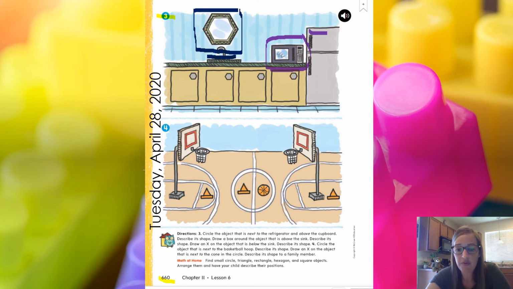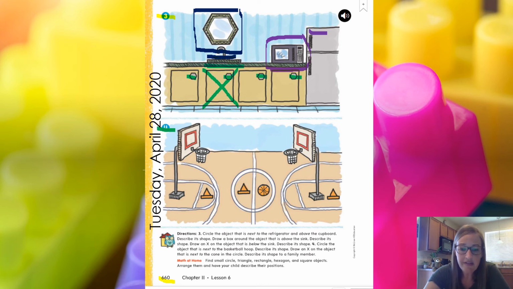Still on number 3, they want you to draw an X on the object that is below the sink. So here's the sink. Look below it. What is the object that's below it? Yeah, it's the cabinet. It's the cupboard. I'm going to draw an X on it. What shape is it in? Good. It's a rectangle. And if you look, the little handles on the cabinets or the cupboards are in what shape? Yeah, those are hexagons.